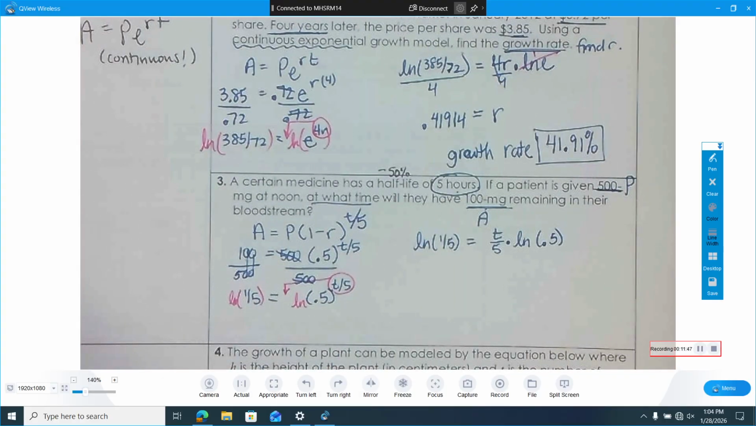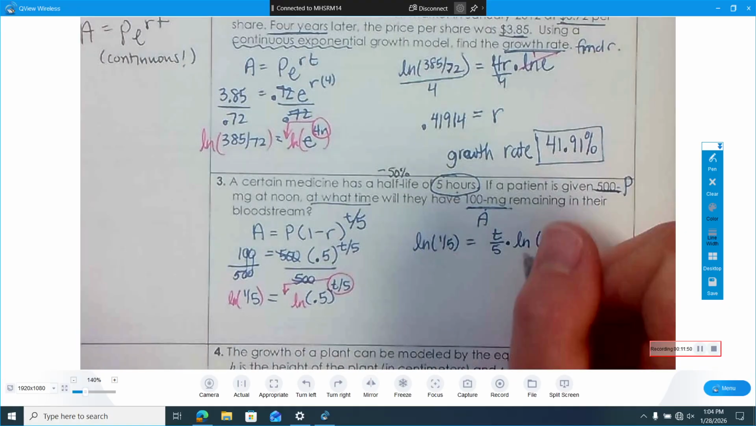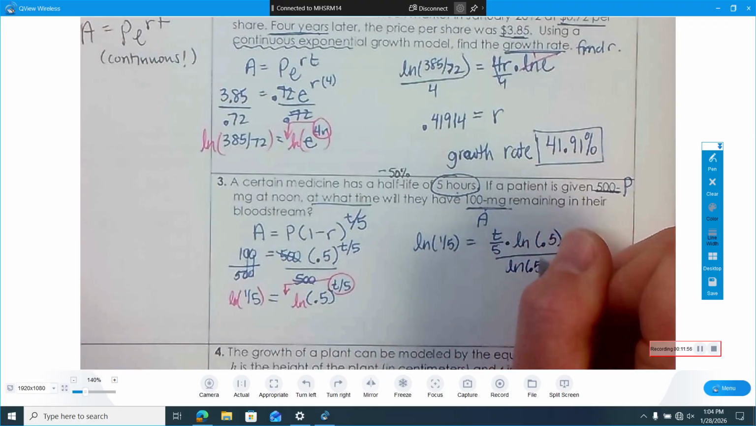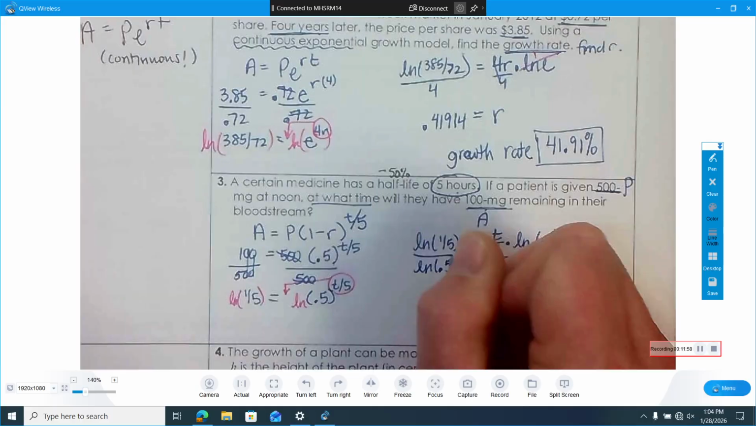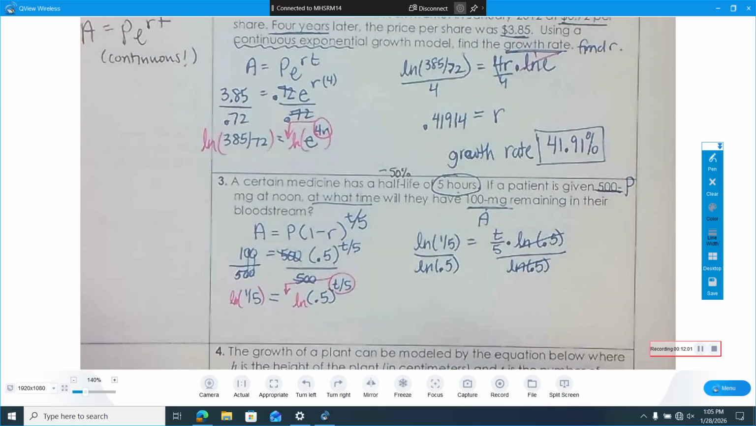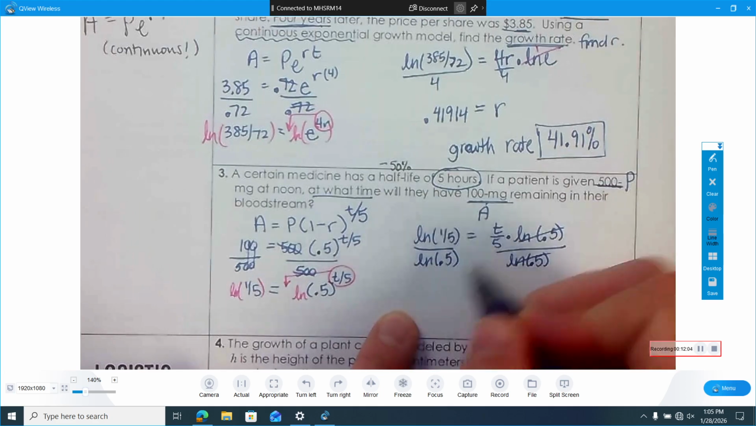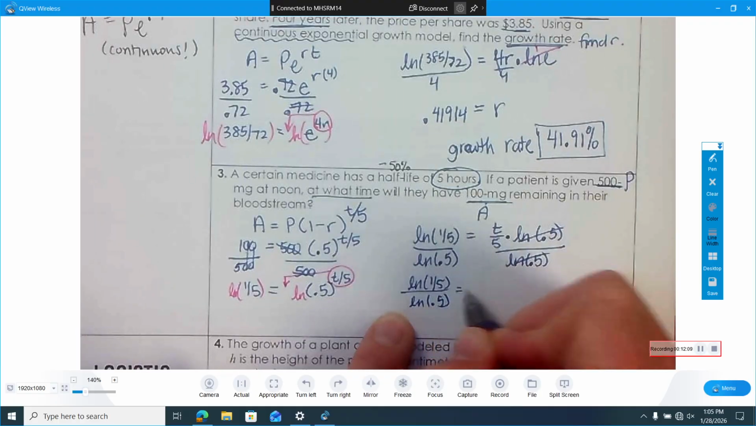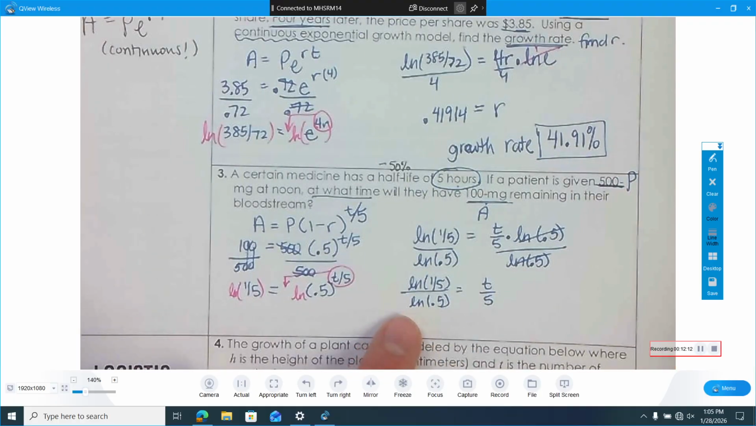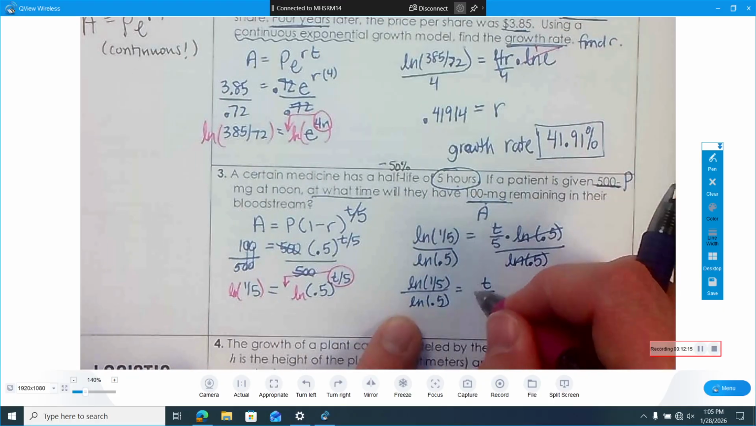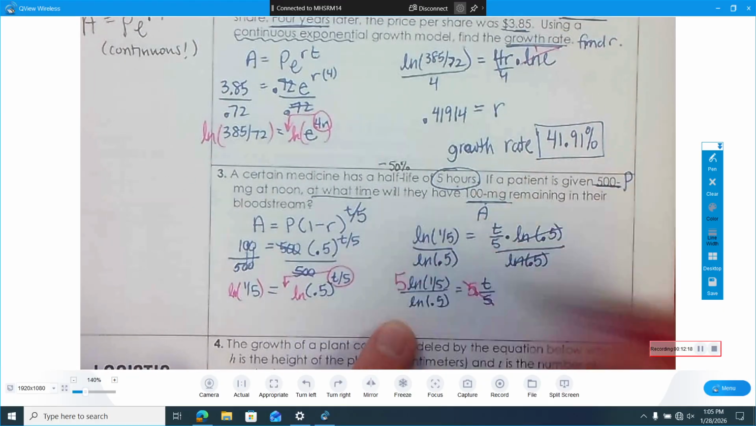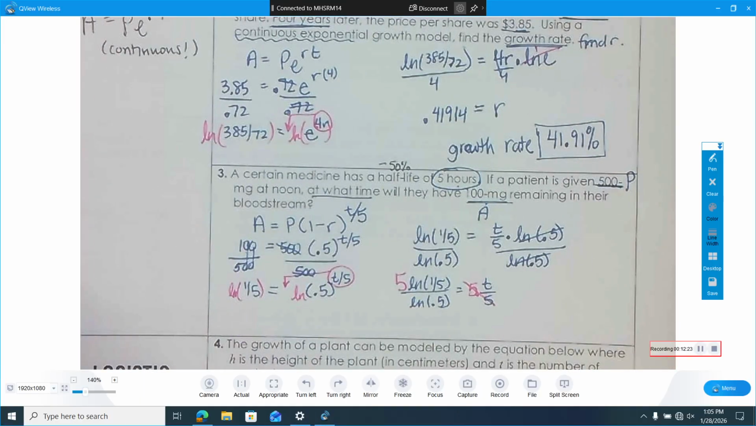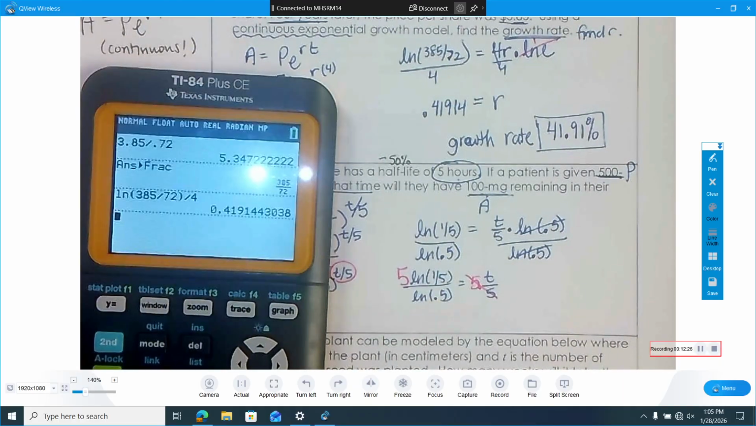All right, what do you want to do? Divide by the natural log of 0.5? Okay. And then, yeah, okay. So I'm going to do that first. And then, so I have the natural log of 1/5 divided by the natural log of 0.5 equals time divided by 5. So then, Thomas, you said we need to do what? Times by 5. Yes, to get the T by itself. That means there's a times by 5 on top. All right. So now I can plug that into my calculator.